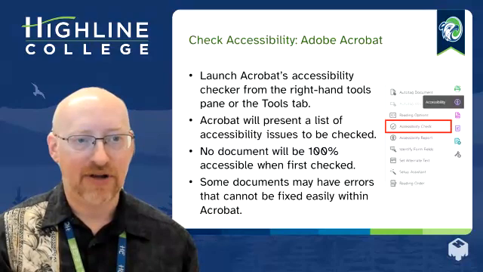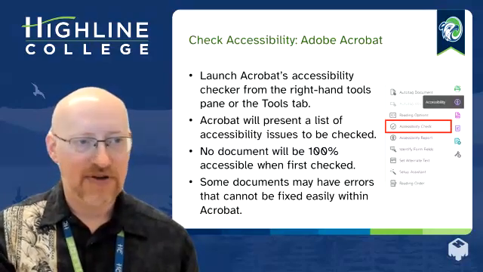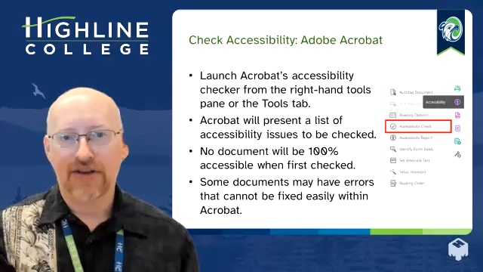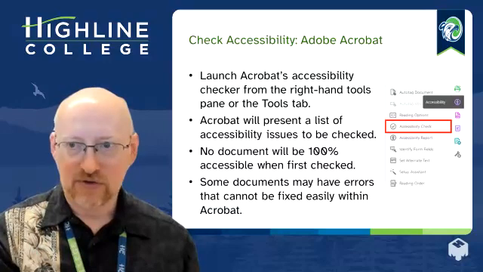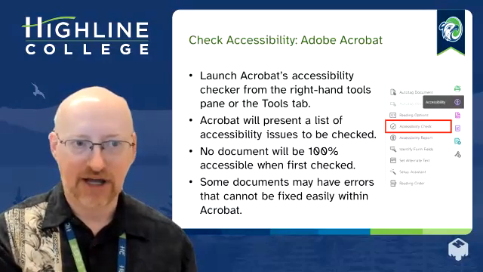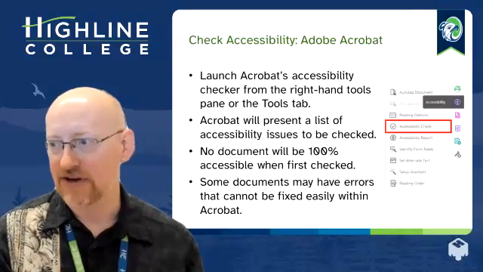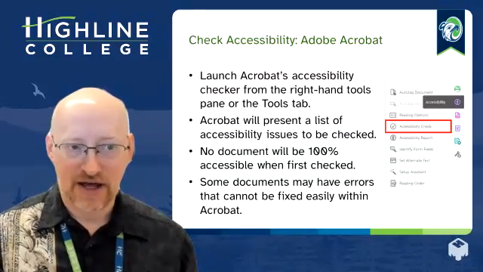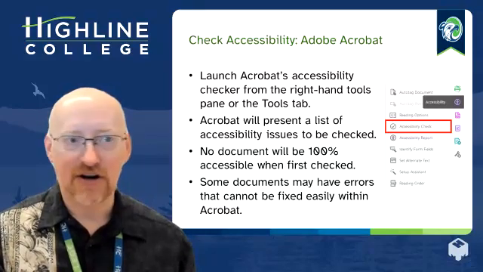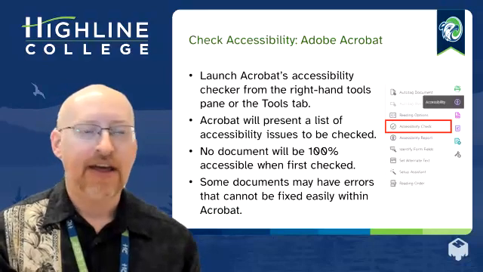Sometimes the accessibility checker will be in Acrobat's right-hand tools menu. If you don't see it there, then at the top of the Acrobat menu, you'll see a tools tab. If you scroll through that, you'll find the accessibility option, and you can actually add it to the right-hand pane at that point for easier access. But again, it works very much the same way. You run the accessibility checker and Acrobat presents a list of accessibility issues it finds.